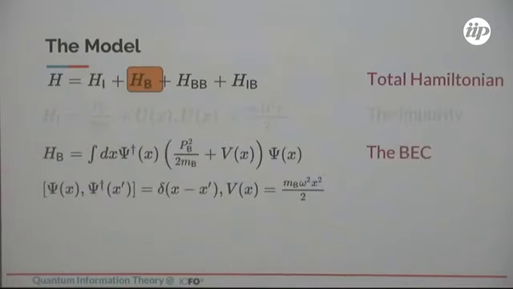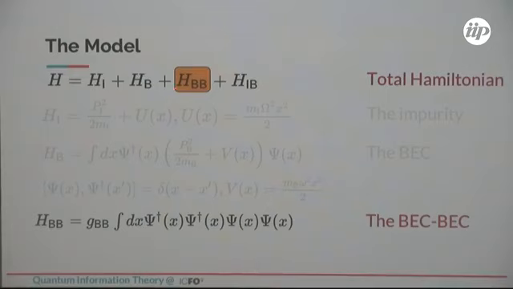Then we have the Hamiltonian of the BEC. This is the free Hamiltonian. Basically, these are creation and annihilation operators, the field operators of the bosonic particles that have the bosonic algebra. And again, the potential of the BEC is also a harmonic potential, as we already mentioned. We can also have BEC-BEC interaction, so the atoms of the BEC are interacting with each other. It's a contact interaction. This is a nonlinear term, and we show its coupling with this GBB.